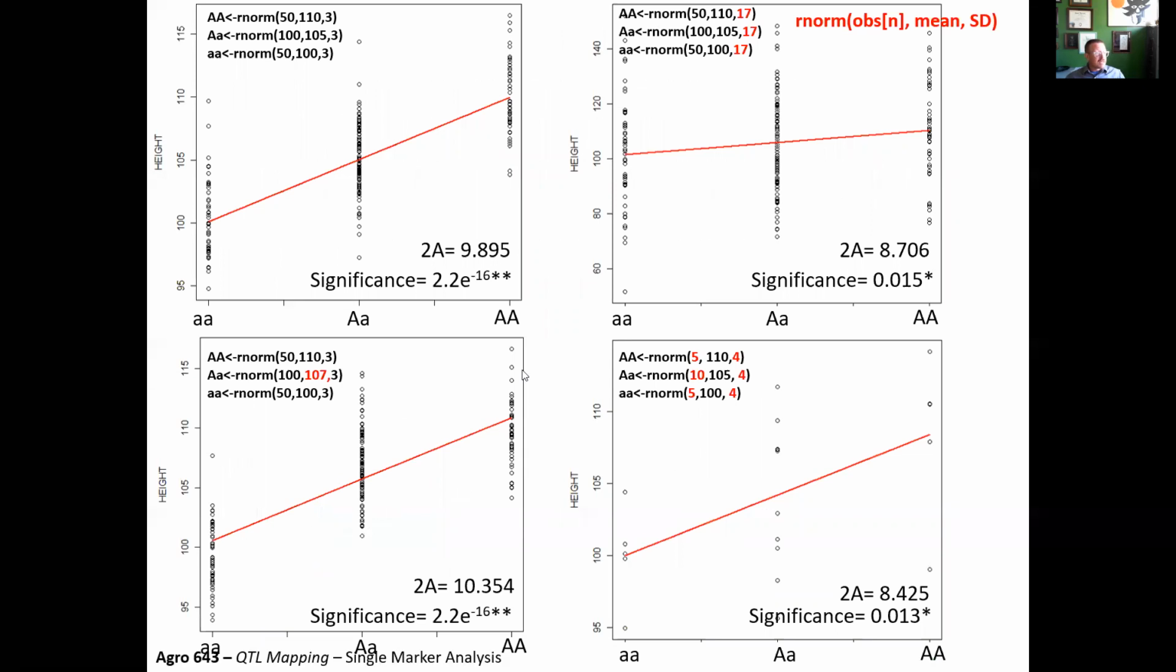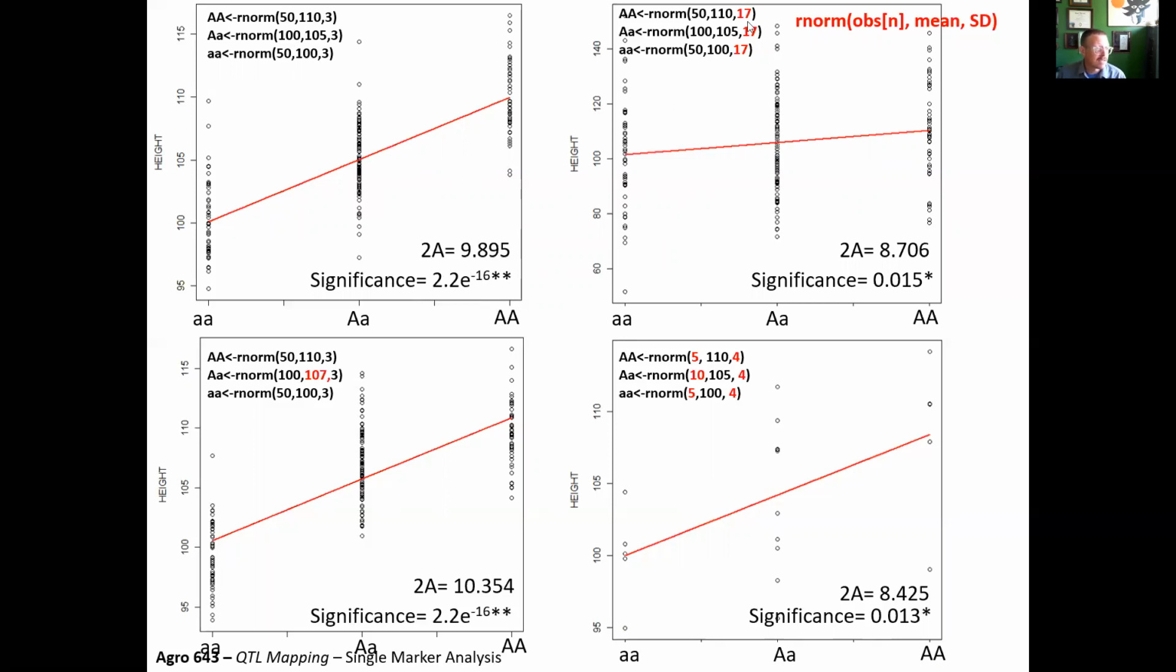Okay, so I'm going to go over some examples, and again, this is all simulated data, but just to show you what the difference between an effect size and significance would be. And you can see up here, simulate random normal variables, 50 individuals of the recessive, 50 individuals of the dominant, 100 heterozygous, the height's the same, variance of 3, right? And so in this case, we almost perfectly estimate the effect size at 10, right? Going from 100 to 110, we estimate 10. The significance is very, very high in 200 individuals with an effect this big.